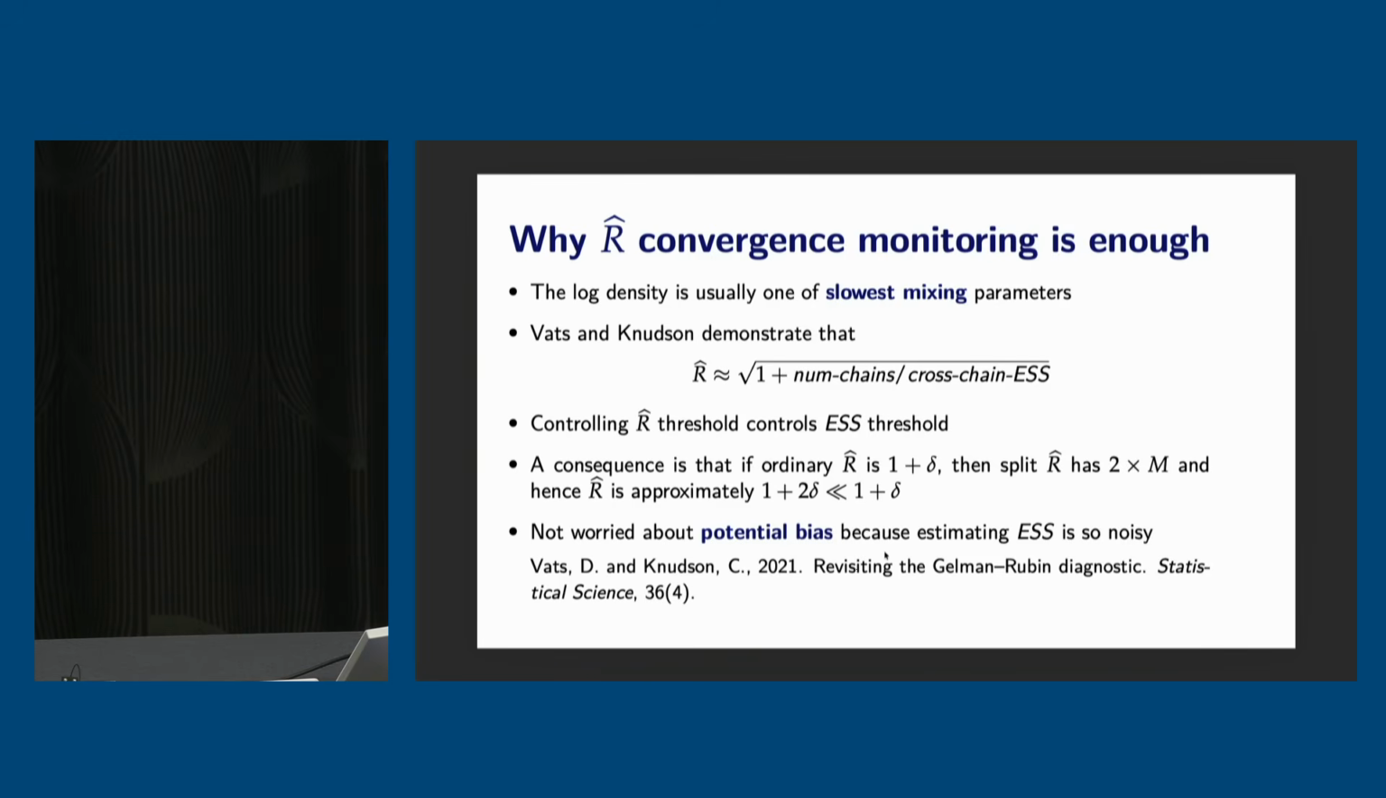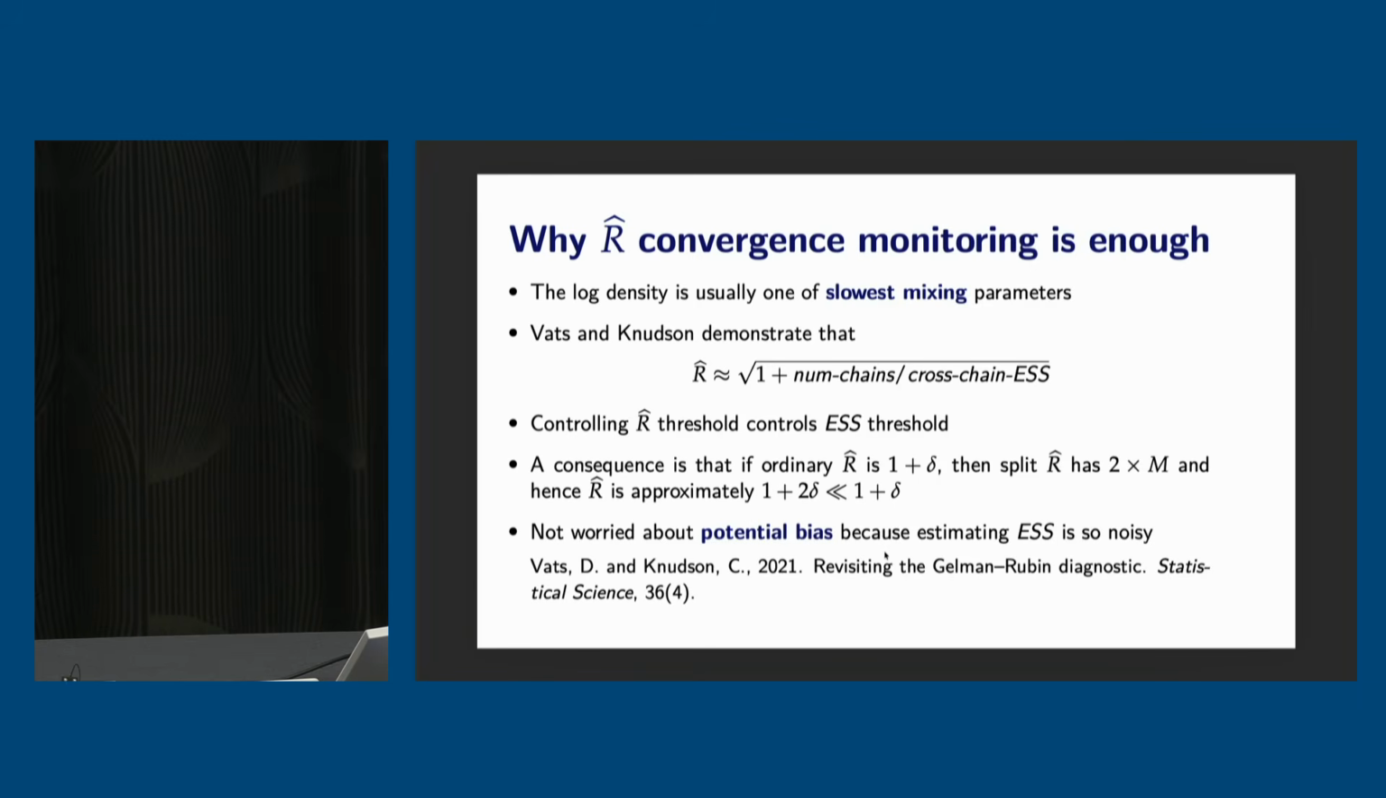R hat turns out to be really not what we want to be using. This is why Charles, sitting up here, developed nested R hat, right? Because it turns out that R hat is going to be proportional to roughly the square root of 1 plus the number of chains divided by the cross-chain ESS, right?